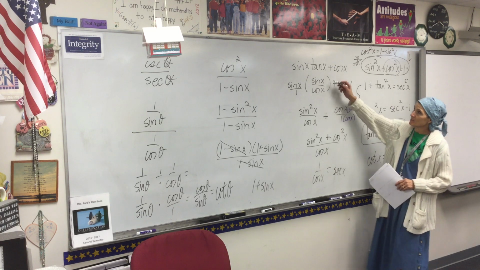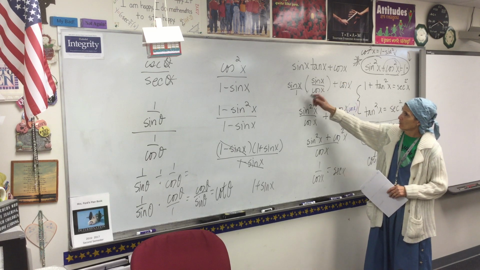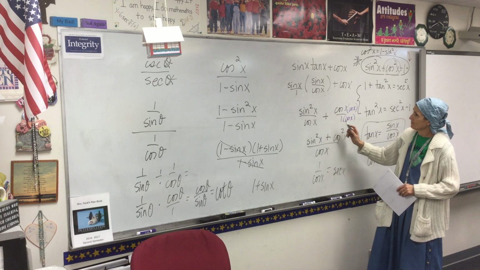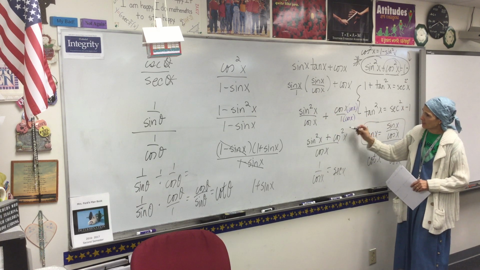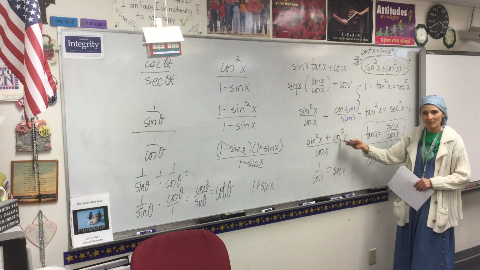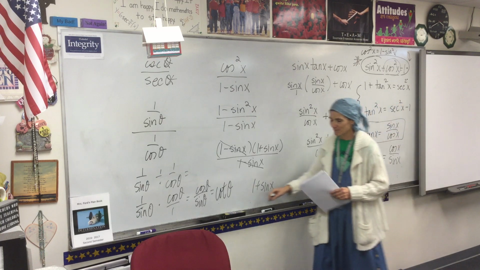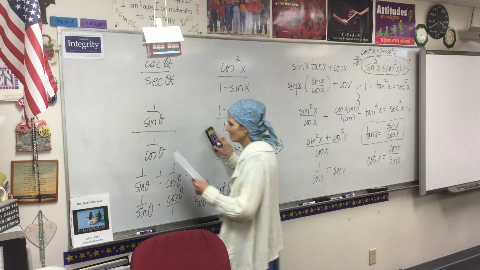So, reviewing those steps, we changed the tangent into sine over cosine. We just multiplied these two fractions together. Then we got a common denominator so that we could add these fractions together. Then we had our identity, and we finished. Awesome, awesome work.